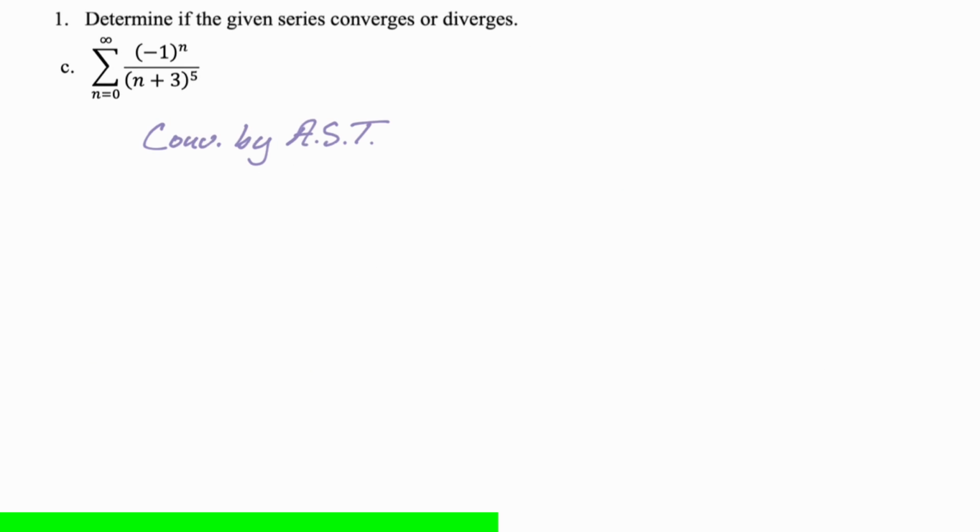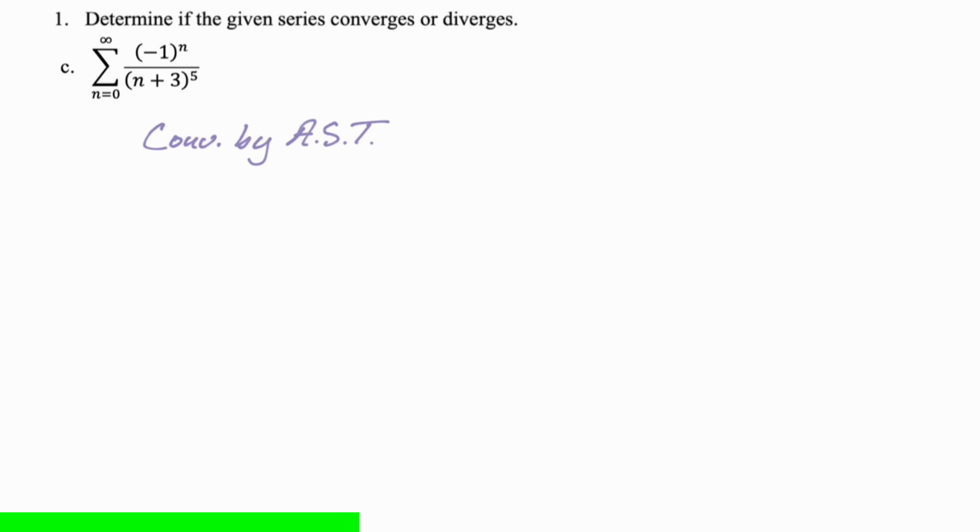All right, let's take a look at the next one. Which apparently I am just throwing out there, converges by alternating series test. I didn't edit that correctly, but that's okay. So we have the sum from 0 to infinity of -1 to the n. It alternates, so I'm immediately thinking alternating series test. -1 to the n over quantity n plus 3 to the 5th.